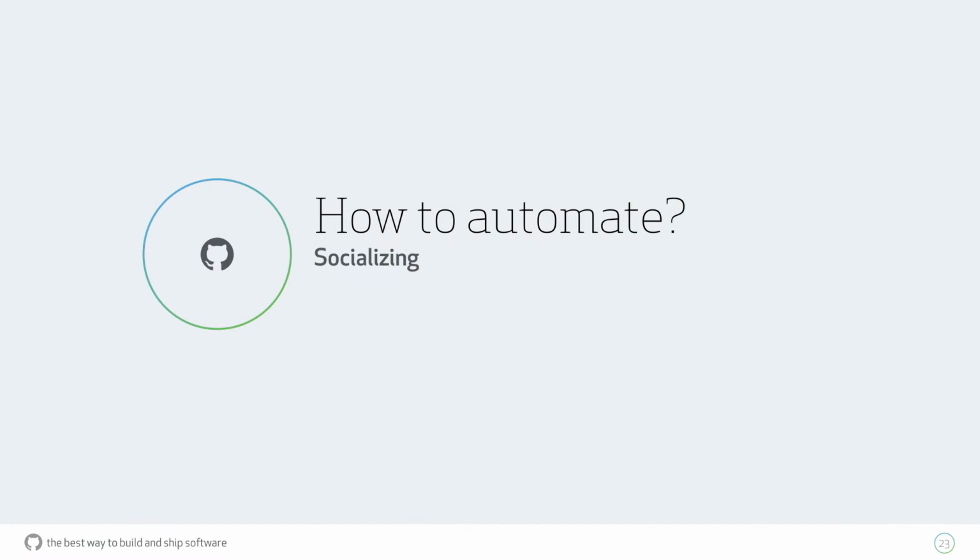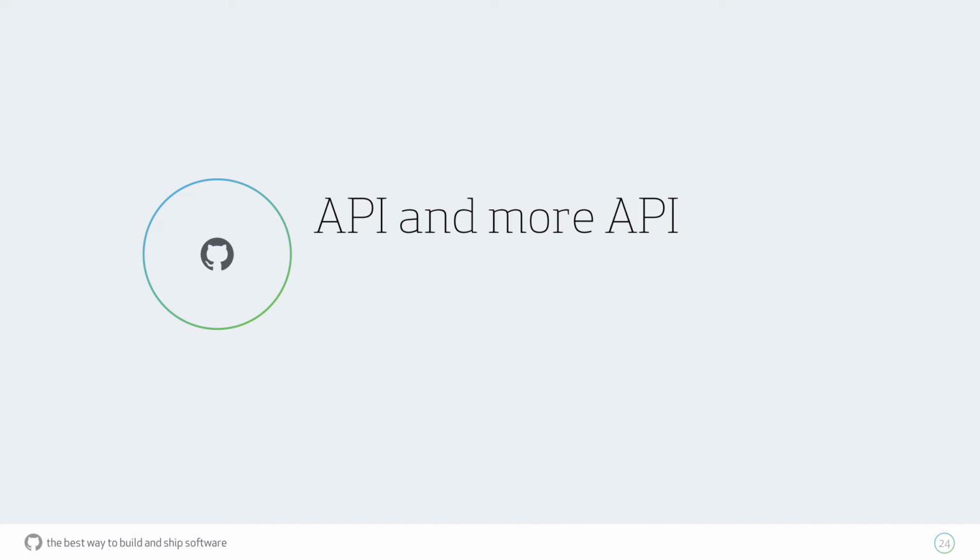So the question is, how do we automate this kind of thing? In this case, like you saw in the example, we use the GitHub API ourselves internally very heavily for all kinds of automation. So this is just one example.